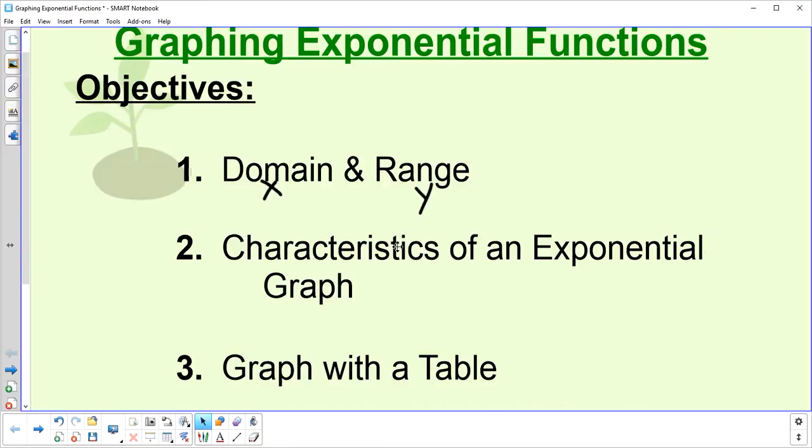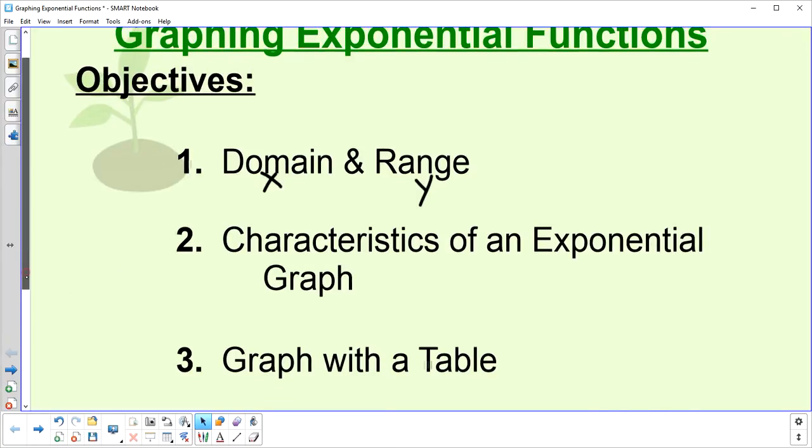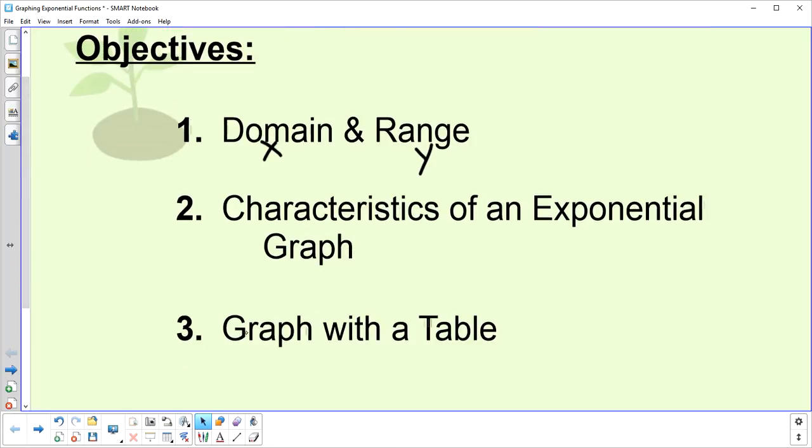y values that we're going to get. We'll also then identify some characteristics of an exponential graph, like y-intercept, x-intercept, that kind of thing. And finally, we'll actually draw the graph with a table, which we've done a couple times this year, for linear graphs and for quadratics as well.